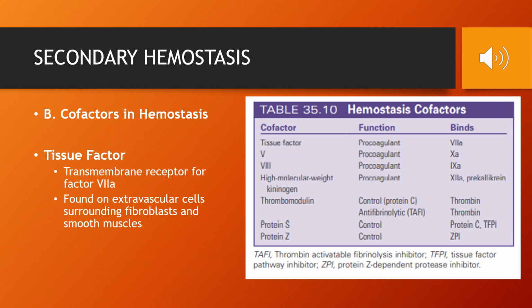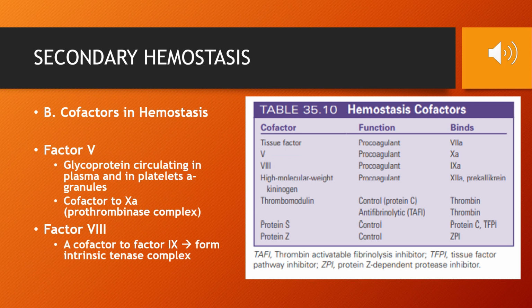First, tissue factor is a transmembrane receptor for factor 7A, and it is found on extravascular cells such as fibroblasts and smooth muscle cells. But under normal conditions, it is not found on blood vessels. Other cofactors in hemostasis are factor 5 and factor 8. These are soluble plasma proteins. Both are activated by thrombin and inactivated by protein C.